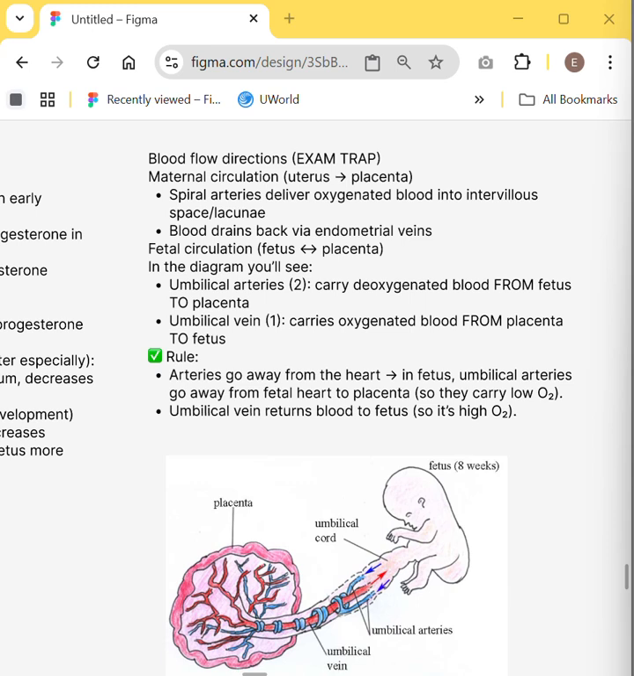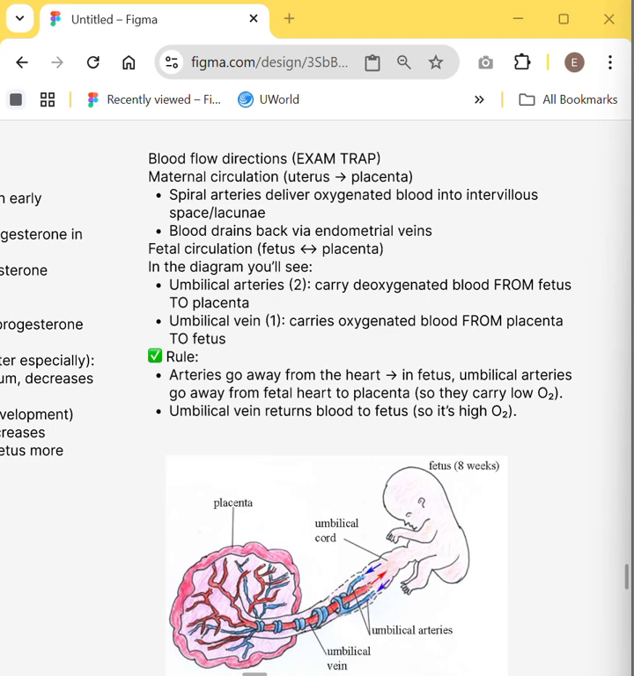The fetal circulation is important. Now, from the fetus to placenta, how does this happen? So basically, you see umbilical arteries. There are two umbilical arteries that carry deoxygenated blood from the fetus to the placenta. And the umbilical vein is just one, and it carries oxygenated blood from the placenta to the fetus. The rule is that the arteries go away from the heart. So in the fetus, umbilical arteries go away from the heart to the placenta, so they carry low oxygen. And the umbilical vein returns blood to the fetus, so it's high oxygen.